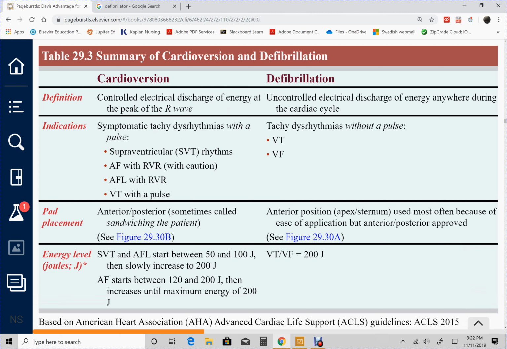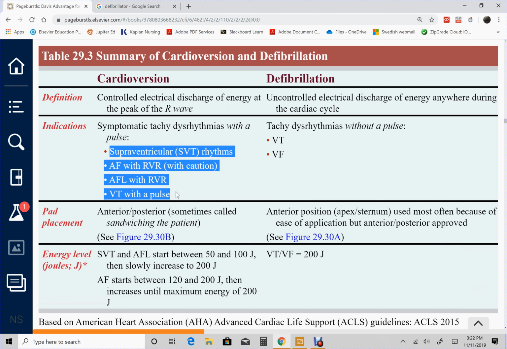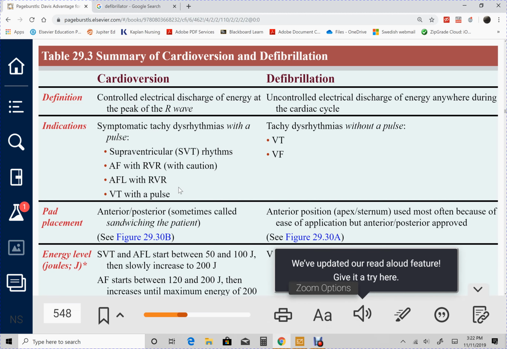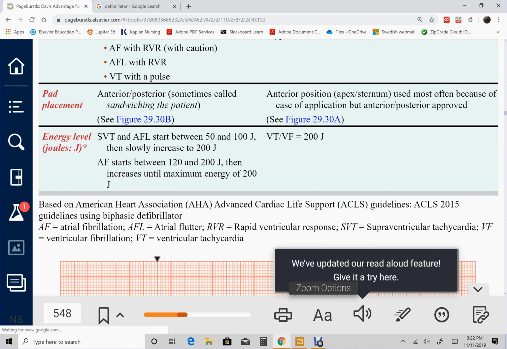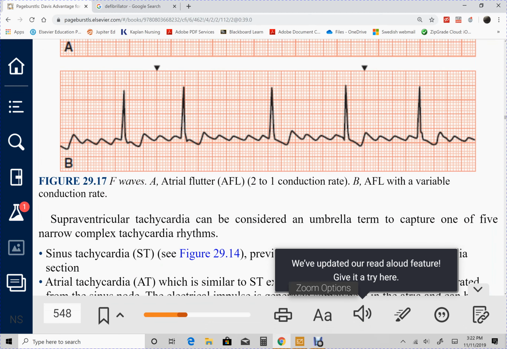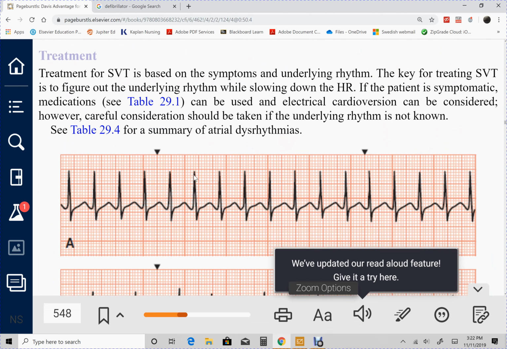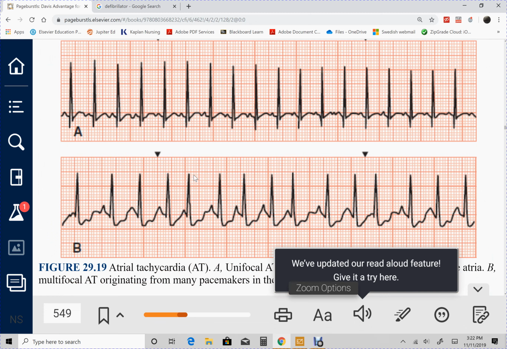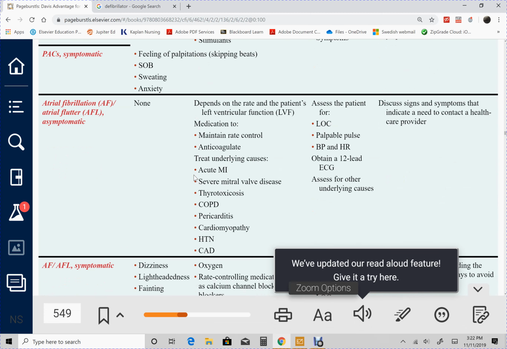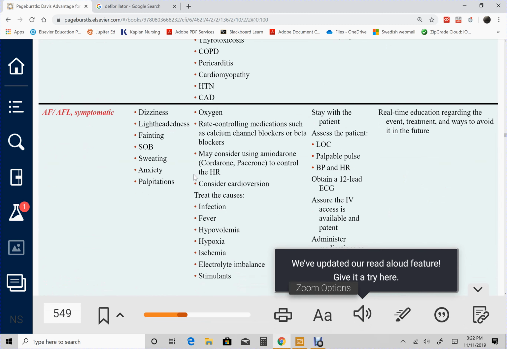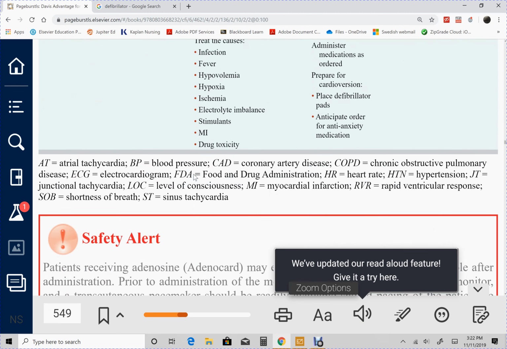And this is the indication for cardioversion, which we just finished: AFib, A flutter, and SVT. We haven't done ventricular tachycardia with a pulse yet, but we'll discuss that soon. And that's the end of your atrial dysrhythmias. Okay, let's take a break.